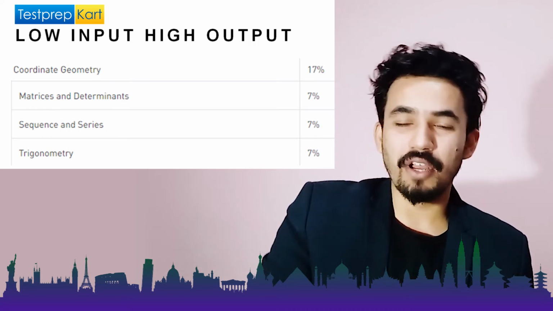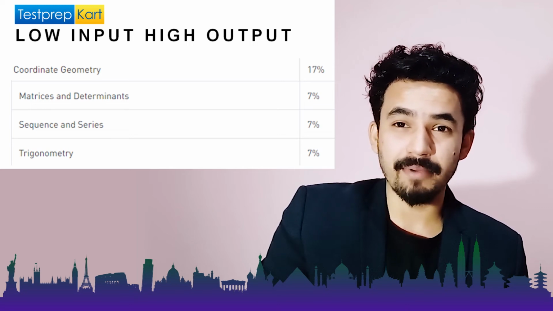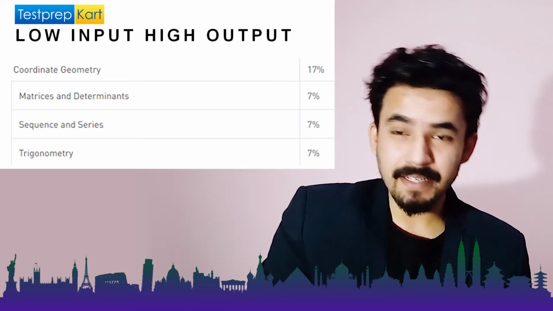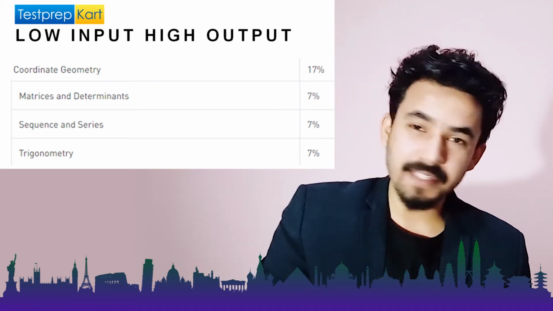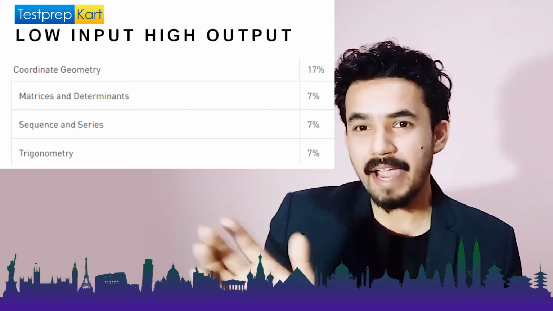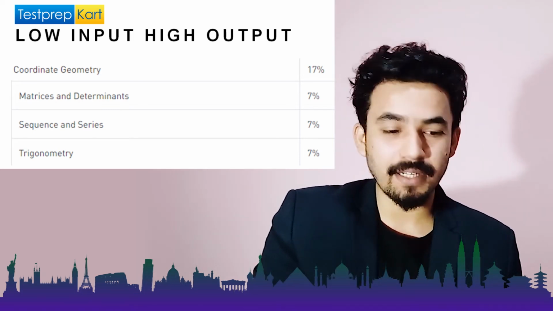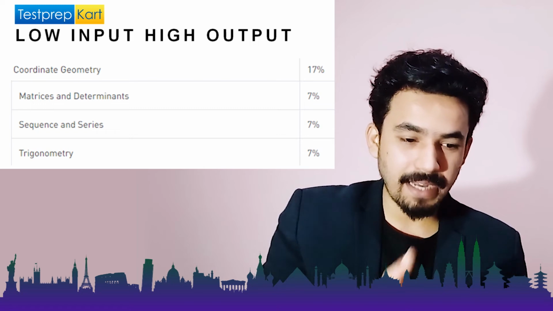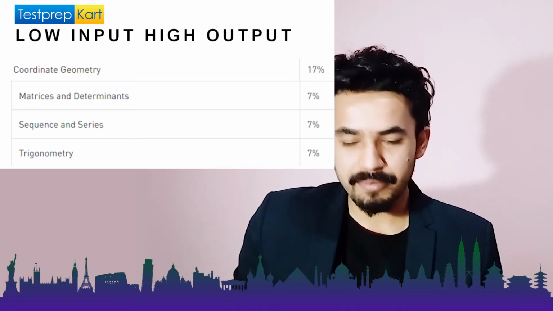output, right? Coordinate geometry. Of course, that is all about formula thing. You can expect 17% of the questions from coordinate geometry. Matrices and determinant, 7%, quite simple. So again, low input and high output. Sequences and series, low input, high output, 7%. Trigonometry, low input, high output. So these are the topics that I have kept in low input and high output category.